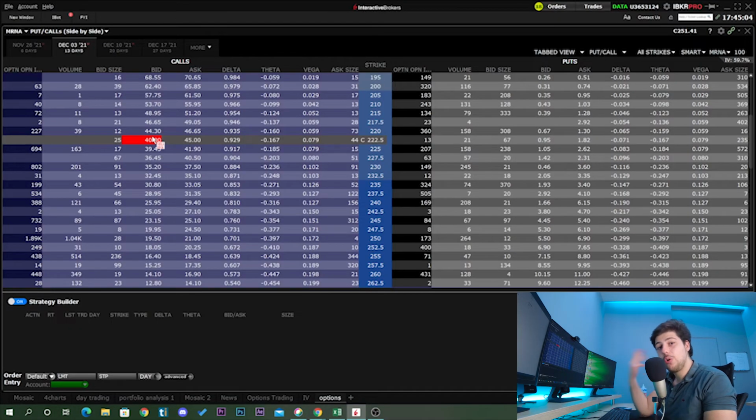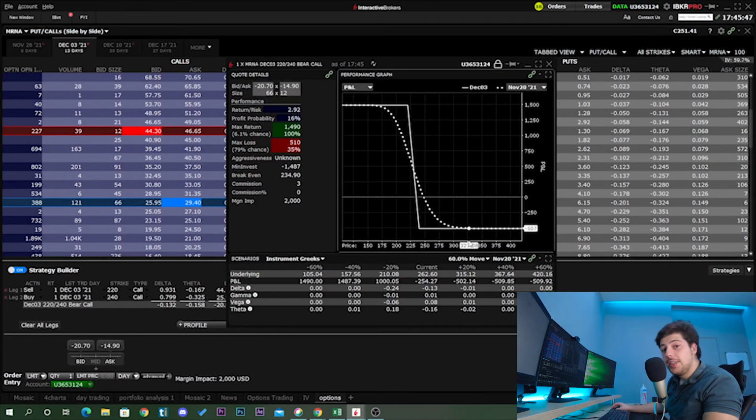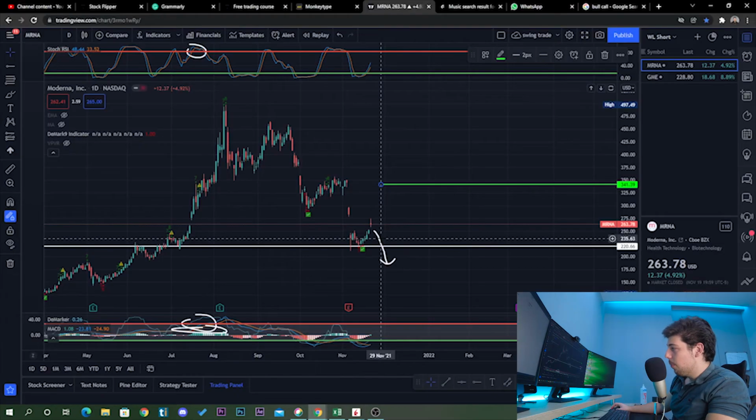And now the more you go in the money, you're going to have a lower chance to win, but a much higher risk reward ratio. If we sell the 220 call option and buy the 240 call, this will be the new performance profile. It's saying that our break-even point is $235. Moderna should drop below $235 in the next 10 days to be profitable.